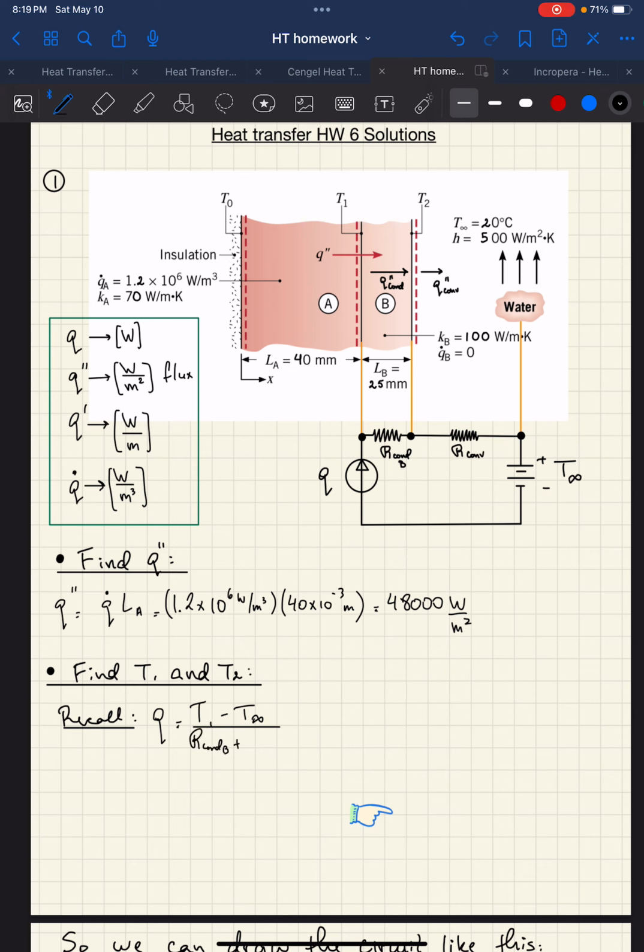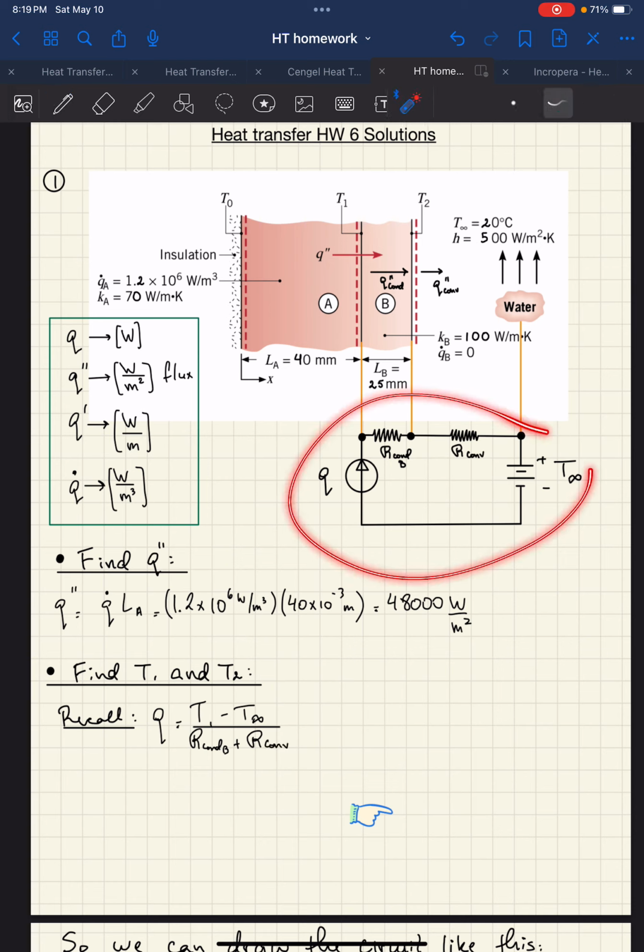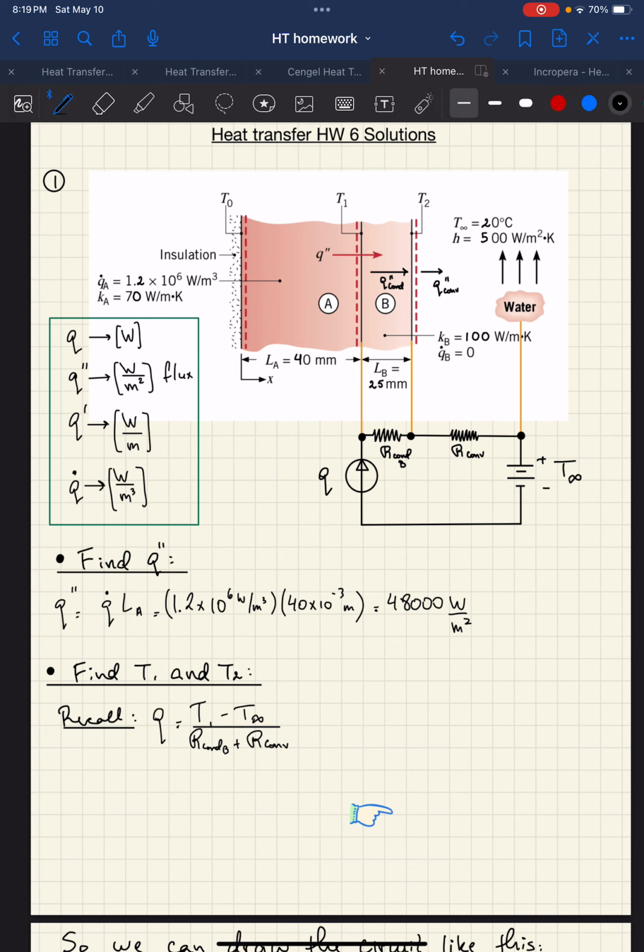Which is basically the conduction through material B plus the convection, right? So I drew the circuit intentionally so that thermal resistance here corresponds to heat transfer by conduction through material B. Thermal resistance over here corresponds to the heat transfer by convection from material B into the water. There you go. Now, let's just expand the denominator a little bit.